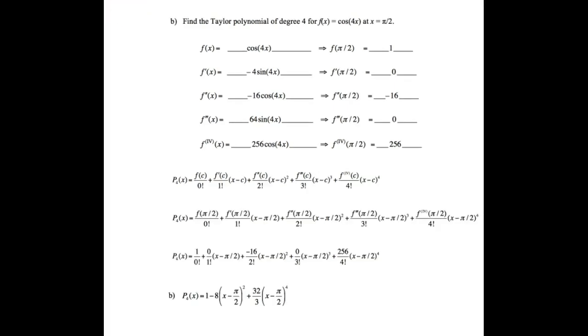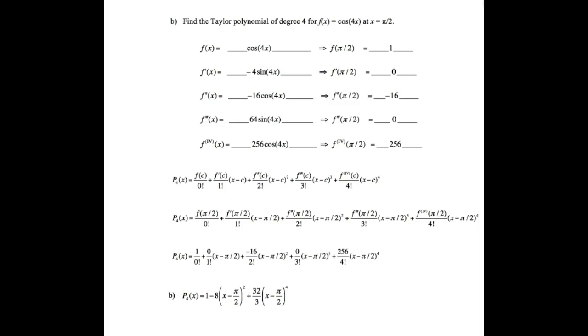Part B, find the Taylor polynomial of degree 4 for f of x is equal to cosine of 4x at x is equal to pi over 2. So we have a different center, but the derivatives are still going to be the same. So cosine of 4x, when we put in pi over 2, we get a value of 1. For the first derivative, negative 4 sine of 4x, we put in pi over 2, we get 0. Negative 16 cosine of 4x, we get negative 16 when we plug in pi over 2. 64 sine of 4x, we get 0. And 256 cosine of 4x, we get 256.